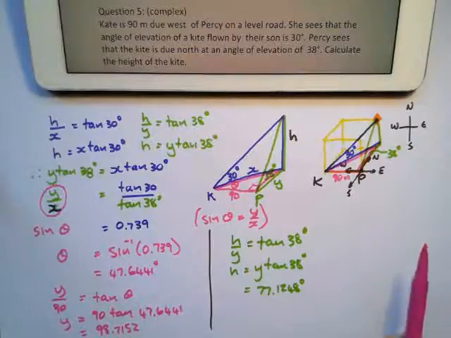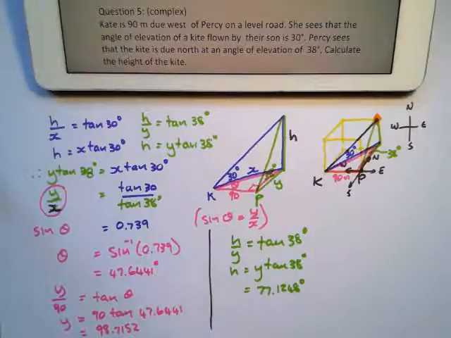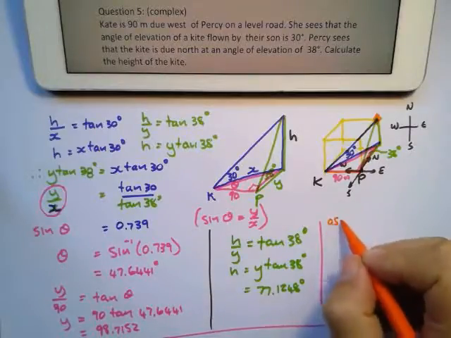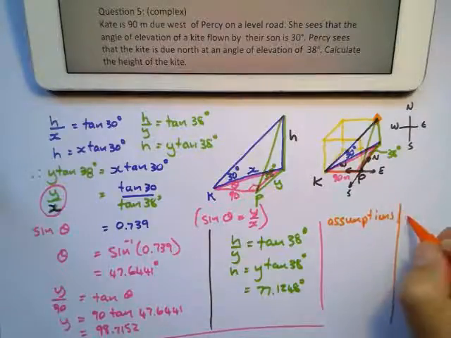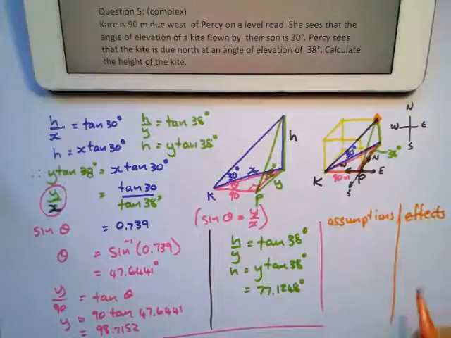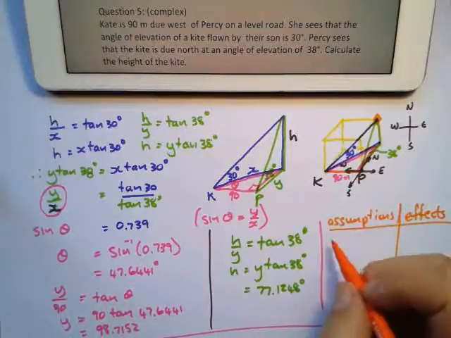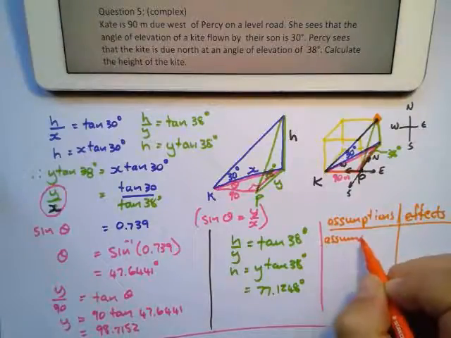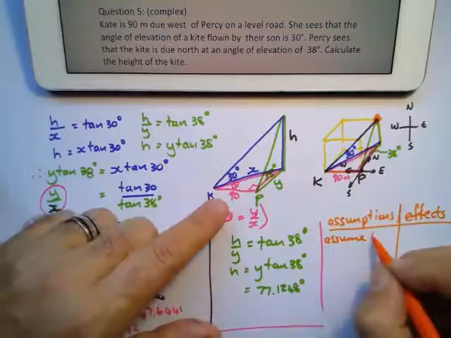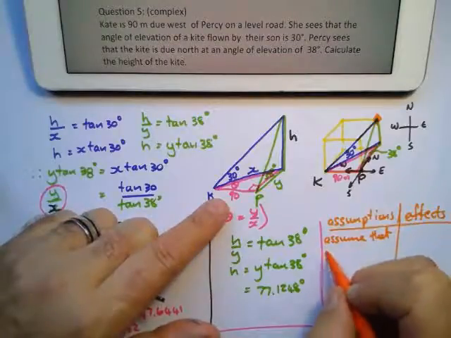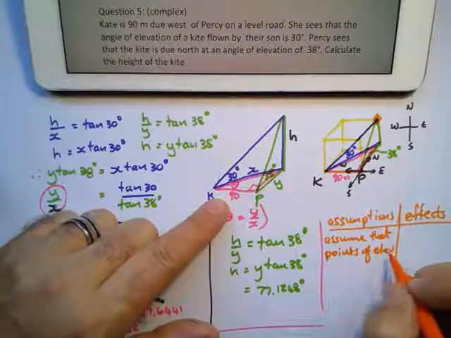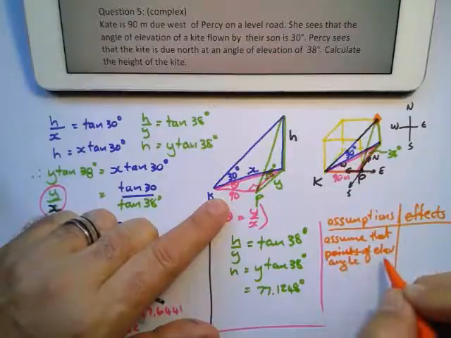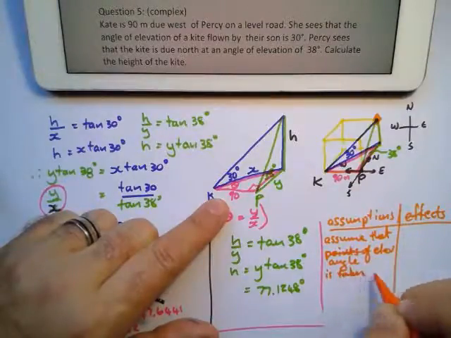What I have to remember is if I make any assumptions, I have to note them. I'm going to say assumptions and its effects. Now I'm not going to be able to write all of them down, but the first thing is I have to assume, and I'm going to write nice full sentences: assume that the angle of elevation is taken from the ground.